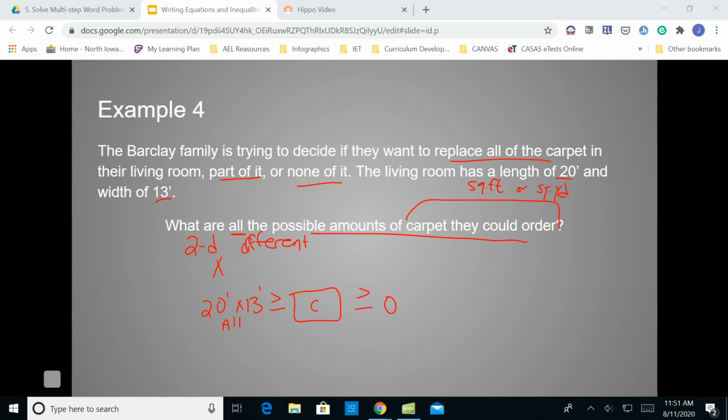And that is how we would set up word problems using this method.